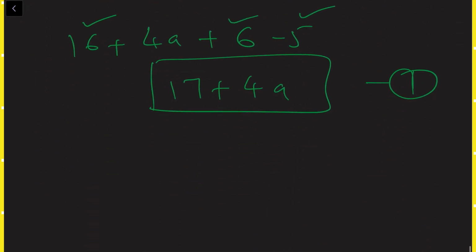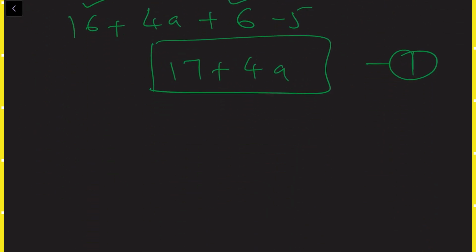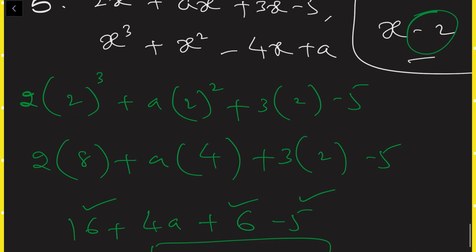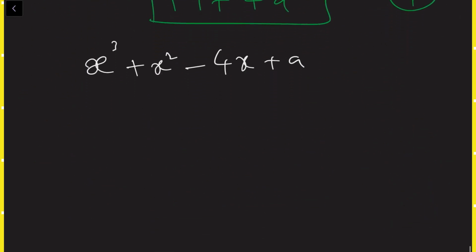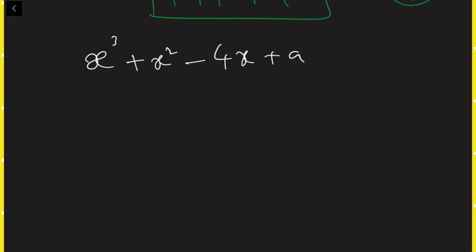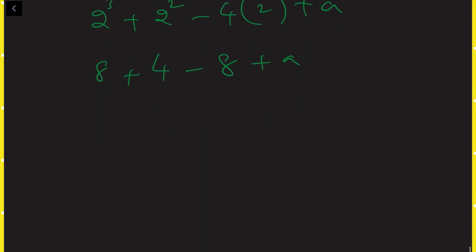Now let us substitute plus 2 in the second polynomial. I am writing the second polynomial again, that is x cube plus x square minus 4x plus a. Here again it is also divided by x minus 2, so we need to substitute plus 2. 2 cube plus 2 square minus 4 into 2 plus a. 2 cube is 8 plus 2 square is 4 minus 4 twos are 8 plus a. Plus 8 minus 8 cancel, then we remain with 4 plus a.